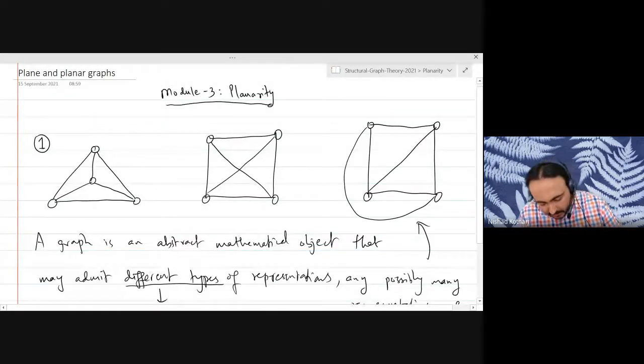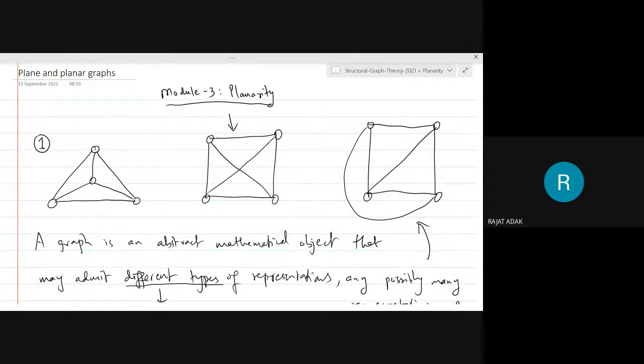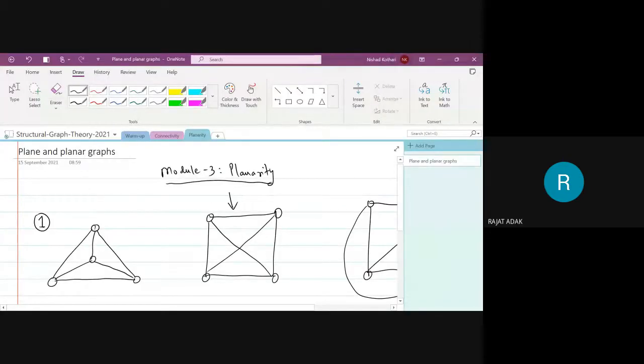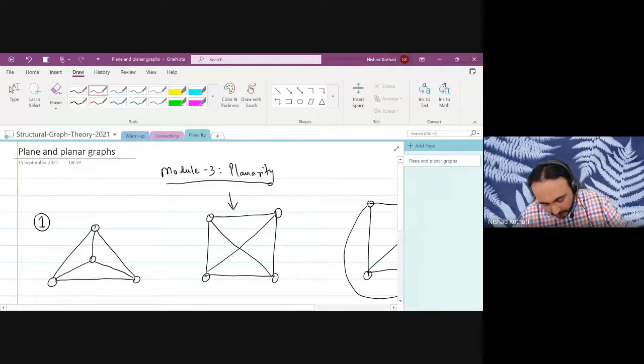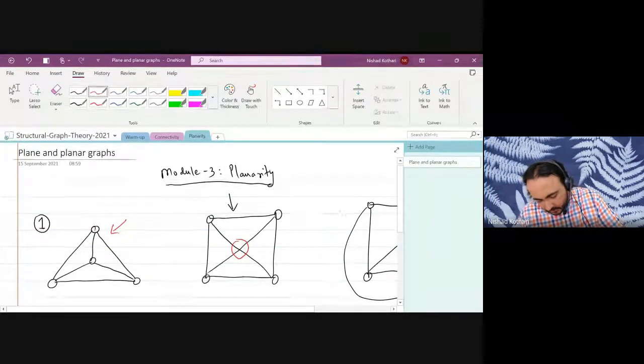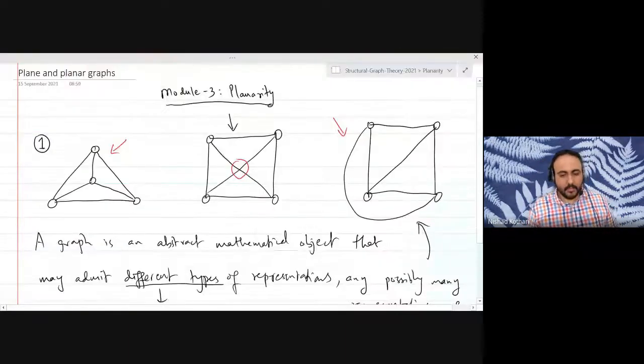Can someone tell me what is the difference between this drawing and the other two drawings? The middle drawing has two edges intersecting at a point which is not the terminal vertex. Exactly. There is a point in the plane where two edges are crossing or meeting, and that point is not a vertex of any of those edges. Okay? It is not an end of any of those edges. Whereas that does not happen in these two drawings. Okay, good.